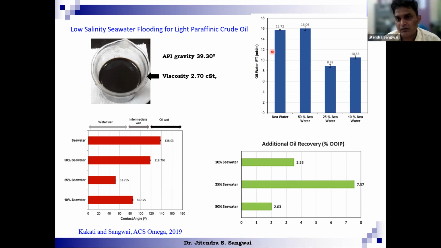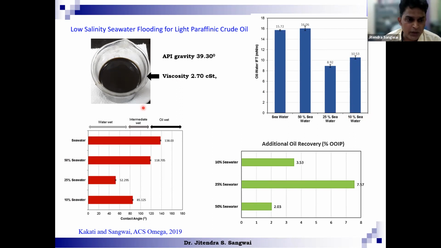And what we observed is that when we try to tune the concentration of the seawater to a dilution of 50%, 25% and 10%, there is a change in the interfacial tension, and one can see a decrease in the interfacial tension of the oil-water system to a minimum value. And if you further decrease it, the oil-water IFT starts increasing. There is no point in further decreasing it to 5% seawater, because that really becomes potable. That's not really something that we intend to do.